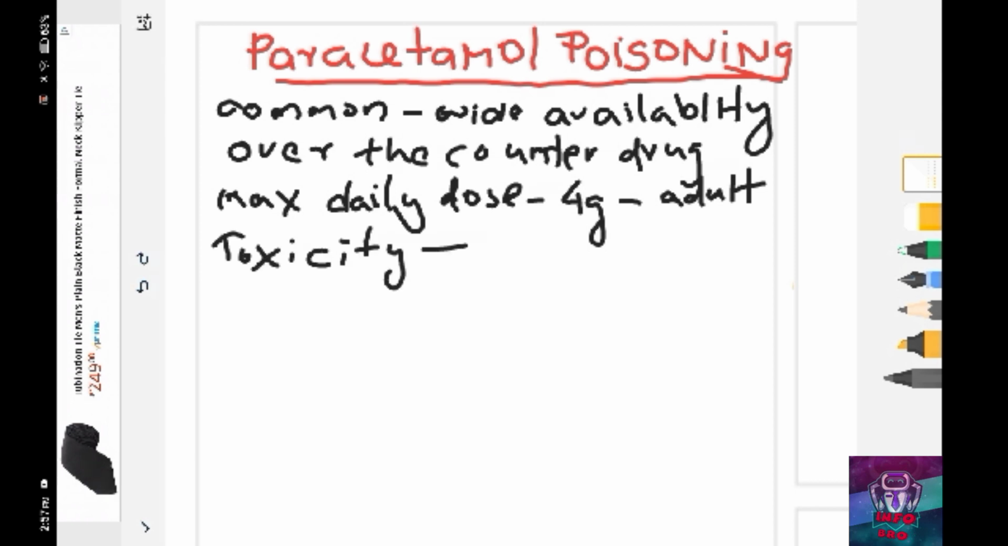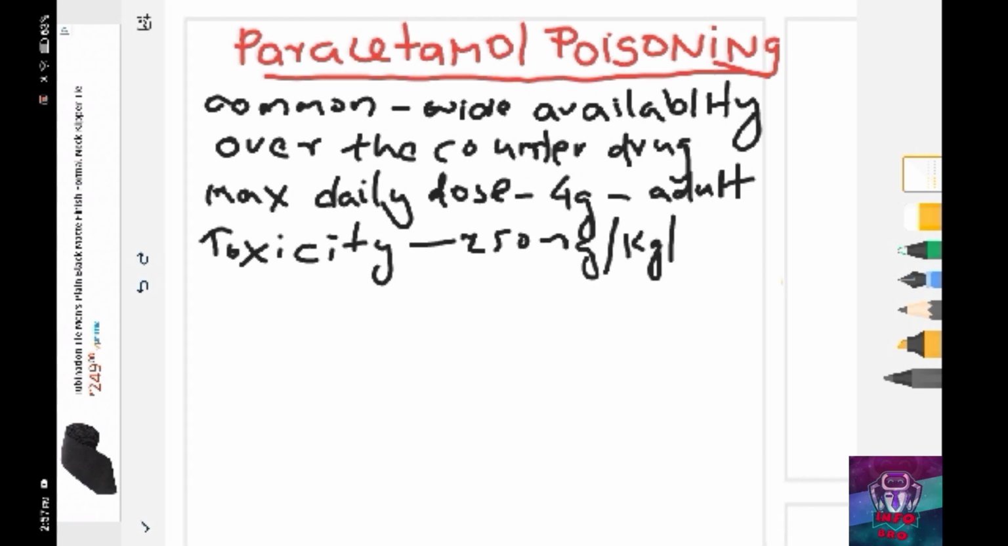Toxicity is likely to occur if we consume doses greater than 250 milligrams per kg per day. So toxicity is likely to occur at this rate.